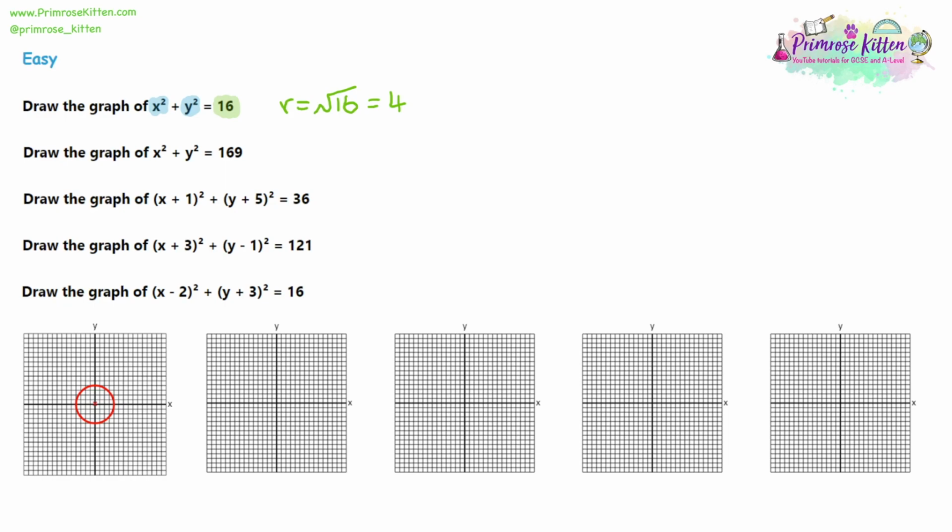Moving on to question 2, again the first job is to find the centre, and with x squared and y squared, the centre of the circle, again, will be at 0, 0. So make a mark of that. I've done a little blue dot there.